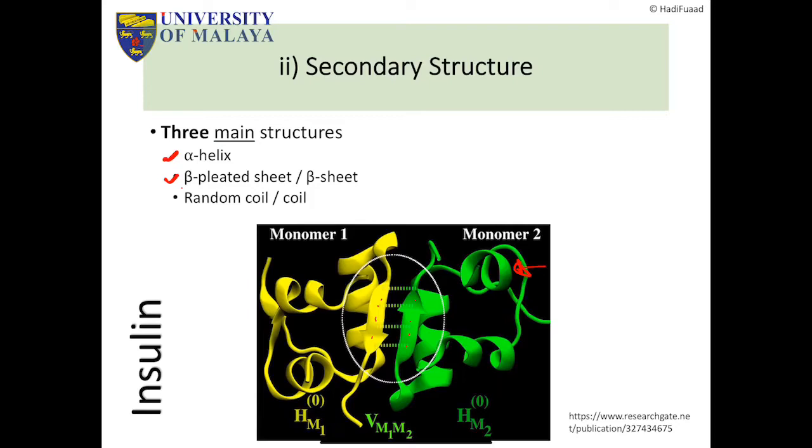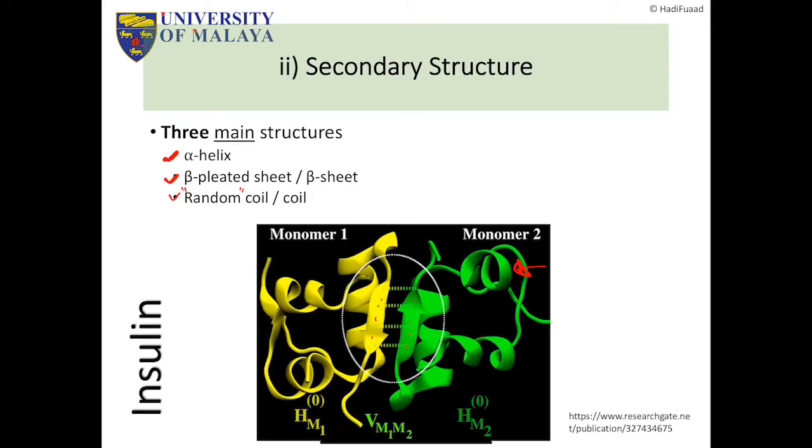Okay, and the third structure that I'm just going to mention here, but we're not going to show you anything, is what we call a random coil. So I've put inverted commas there because originally scientists called it random because they did not know what makes the sequence turn or coil, but nothing is random anymore. So there are forces acting on it. There is a reason why such and such happens. So in this case, I'm just going to call it coil or random coil. So those two variations are interchangeable.